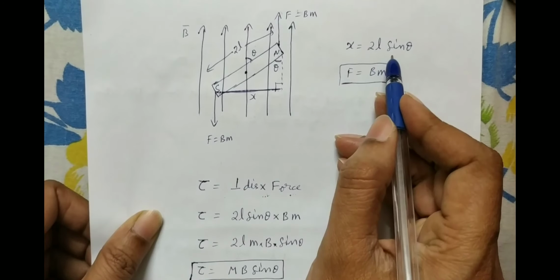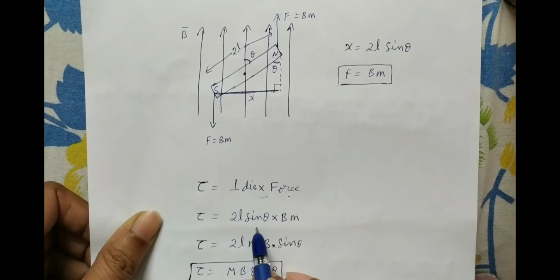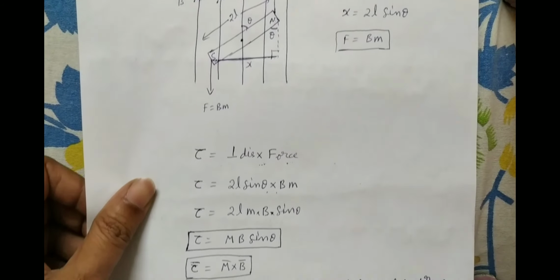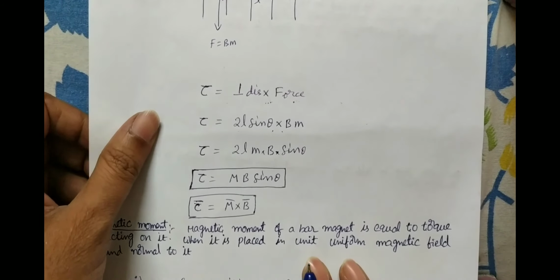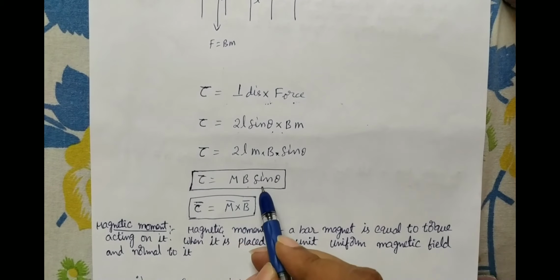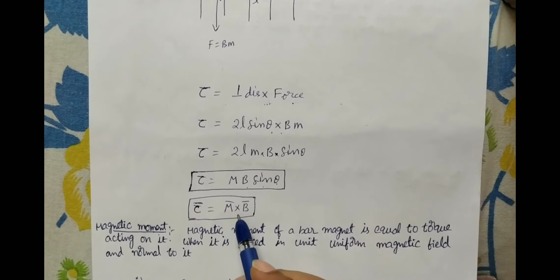We know the perpendicular distance and the force also. Substitute in this equation: perpendicular distance is 2L sin theta into force is Bm. Write properly, 2Lm into B sin theta. That we can write as the torque acting on a bar magnet placed in a uniform field: tau is equal to mB sin theta. So that we can write as m bar cross B bar.